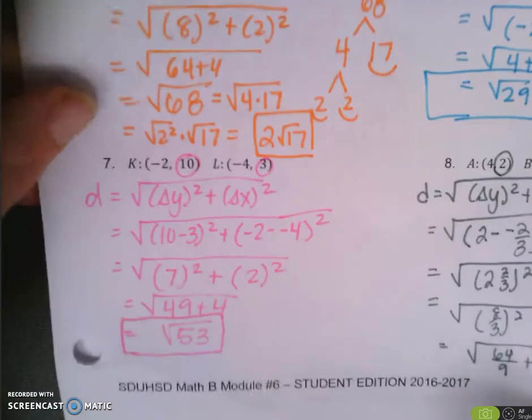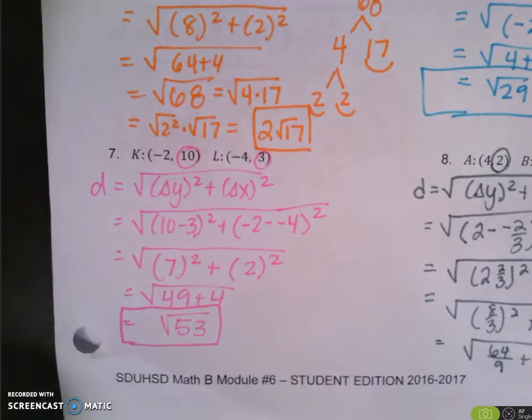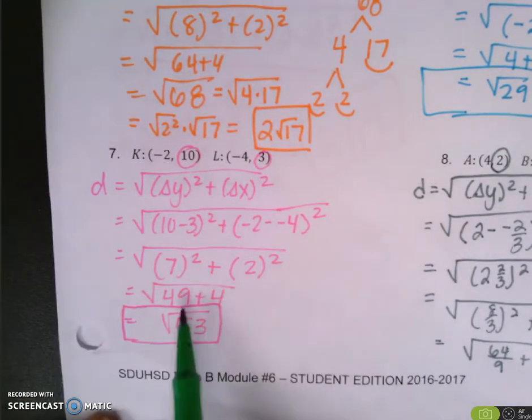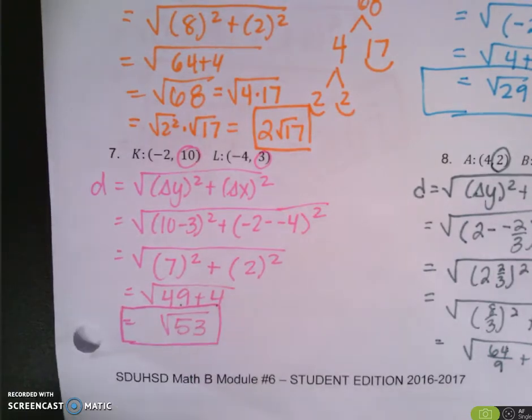Looking at 7, the last problem you had to do, when I substituted in, I ended up with radical 49 plus 4, which is radical 53, which is again a prime number, which means its only factors are 1 and itself, which means its only perfect square factors are 1 and itself.